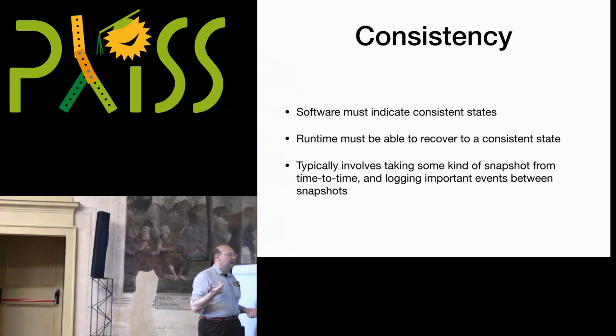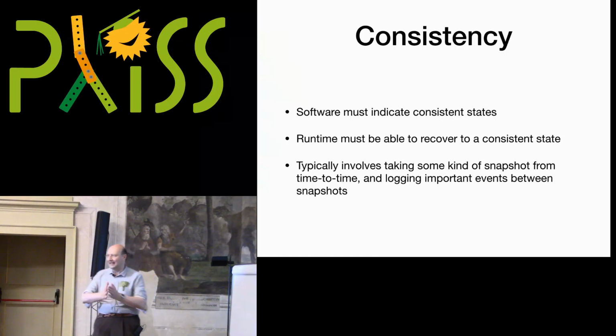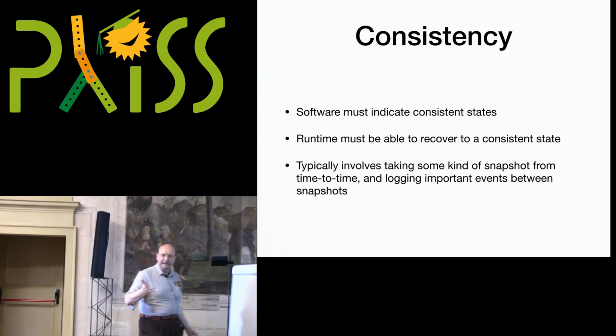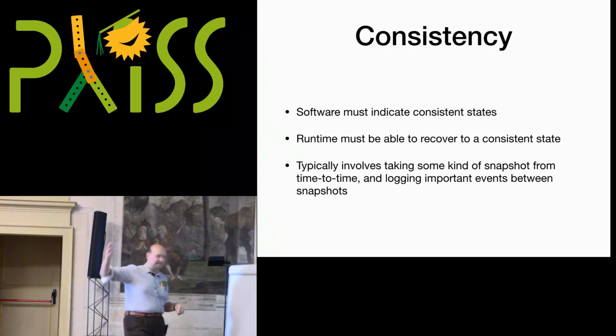The typical kind of solution here is taking, in effect, logically snapshots from time to time and logging the important events that connect those snapshots. So that when there's a failure, we can recover to the previous snapshot and then apply the log to compute forward, or if it's an undo log, start with the current heap and go backwards to a point that's consistent.